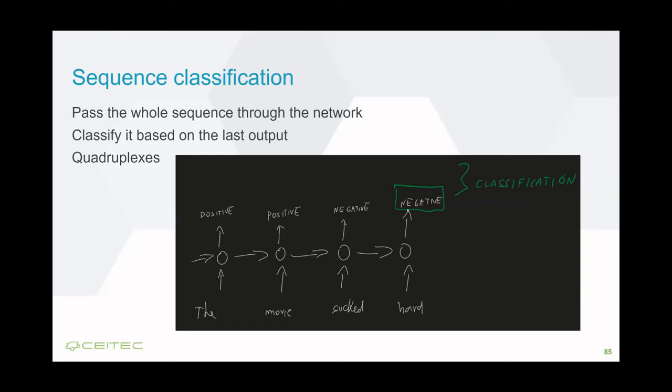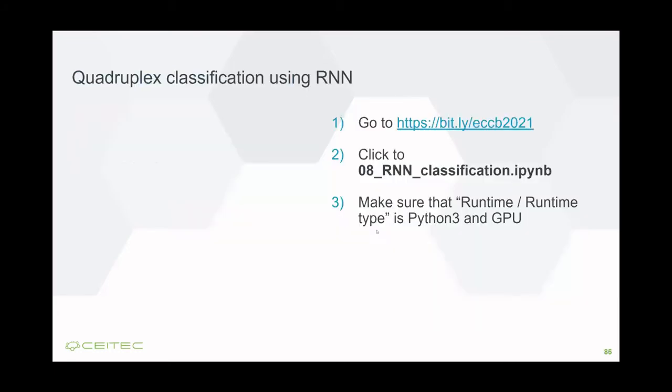And if we want to classify the sequence, we would look at the last output of the network. So we would take the label which the network outputs at the last step and consider it as its prediction, because it already saw the whole sequence. We will do something like this with the quadruplex classification. So let's go to GitHub, open the 08 notebook, and we will look at how to do it in the code.